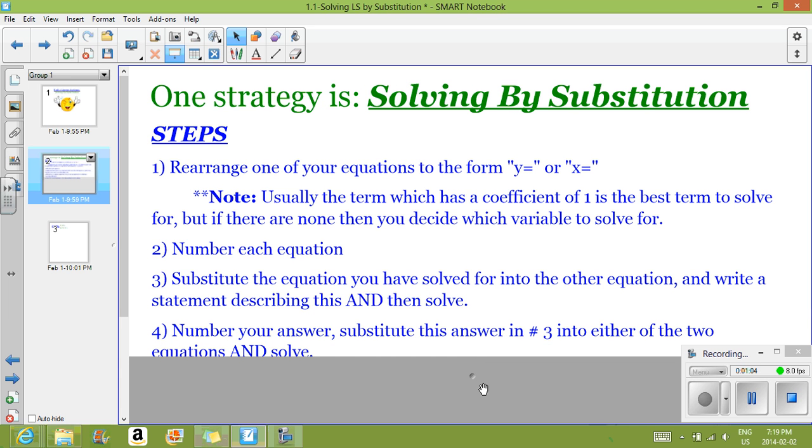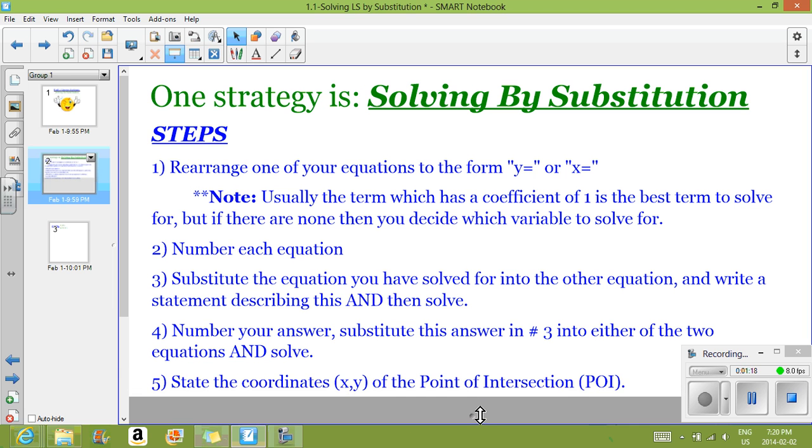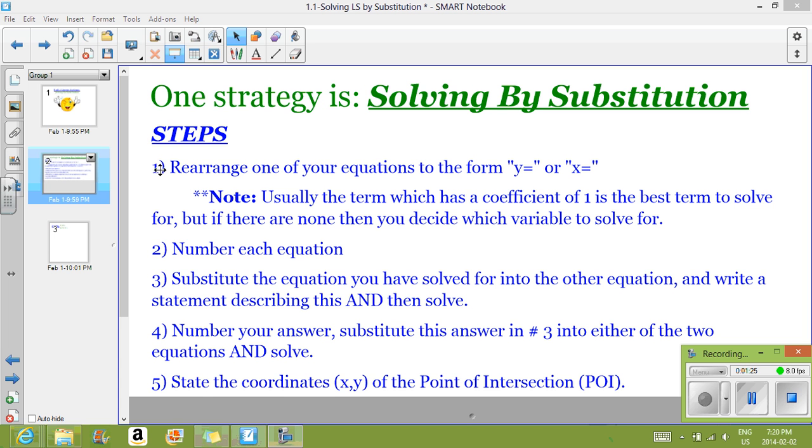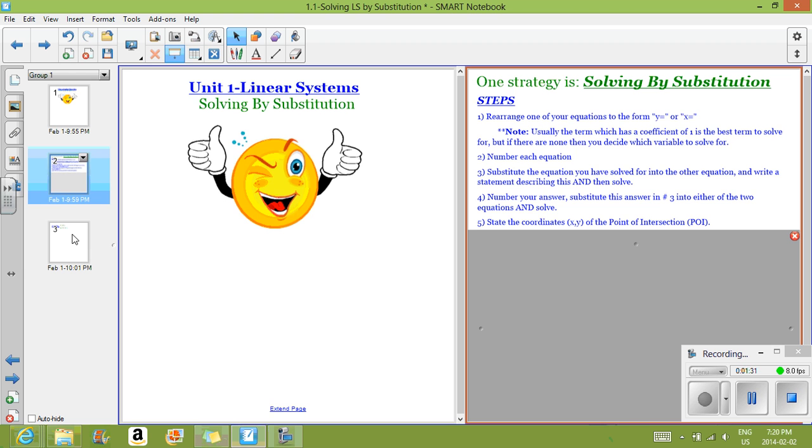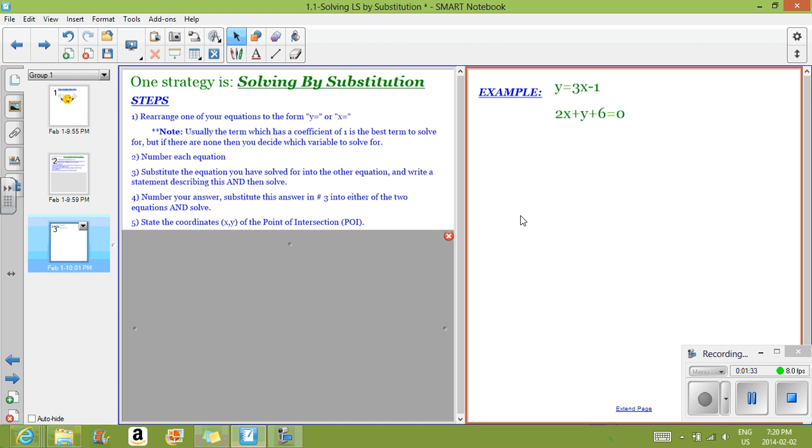Once you've solved, you're going to number that answer that you get, and you're going to substitute that answer into one of the two equations. Doesn't matter which one, and then again solve. Now, once you have steps 3 and 4 done, you would have solved for both parts. So then you have to state your final statement, which is the coordinates of your point of intersection, x comma y. So we're going to use the same example that we used for the first method so that you see it's the exact same idea. It's just going to be using a different method.